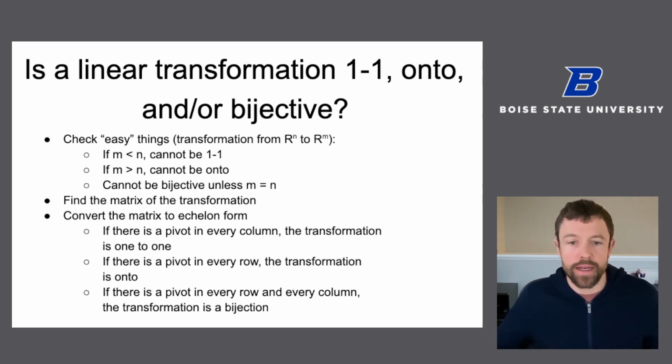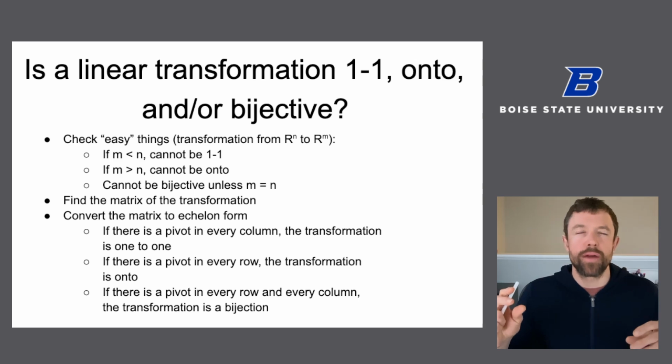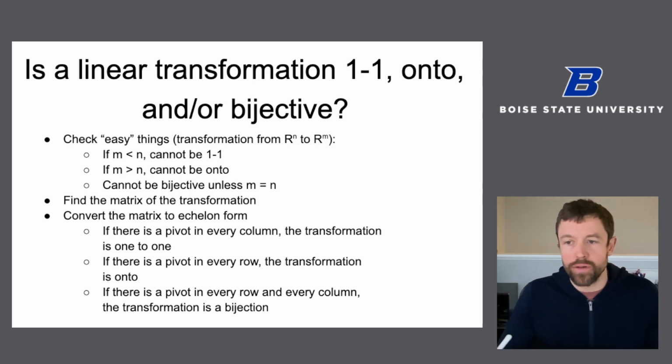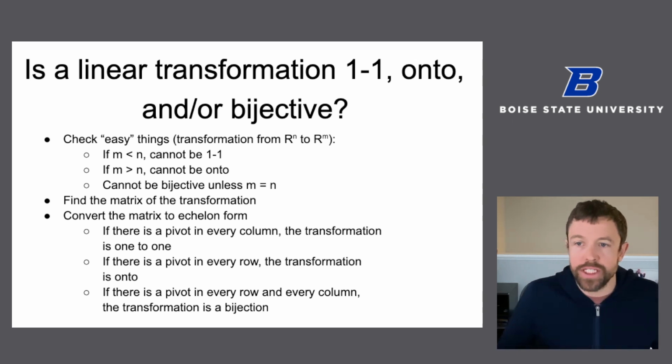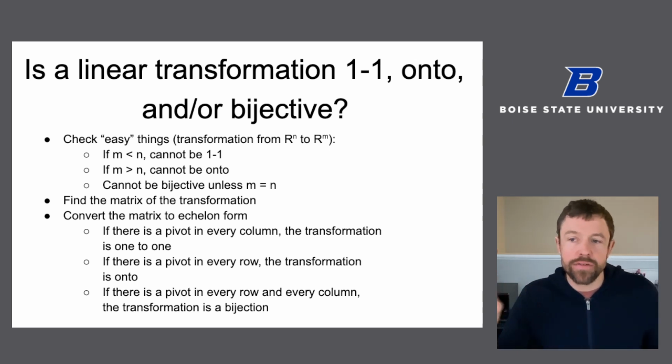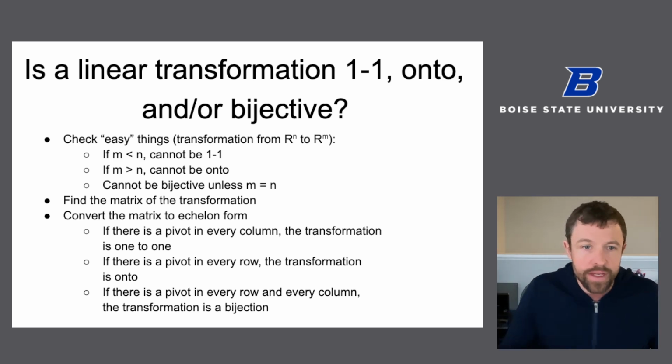Usually we have to take what are known as ad hoc approaches, where for each function we're considering, we have to think about how we're going to show that it's one-to-one, onto, or bijective. There are strategies, but it's not usually this easy. So for linear transformations, the first thing we do is check the easy things. We look at the dimensions of our input and output spaces. If the dimensions are the same, if m equals n, we can't rule out anything. It could be onto, it could be one-to-one, it could be a bijection.